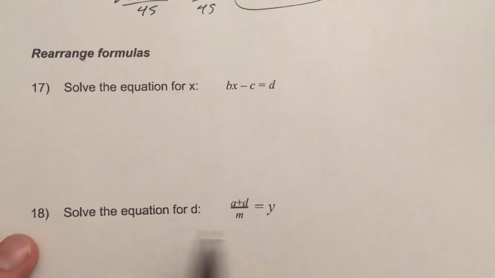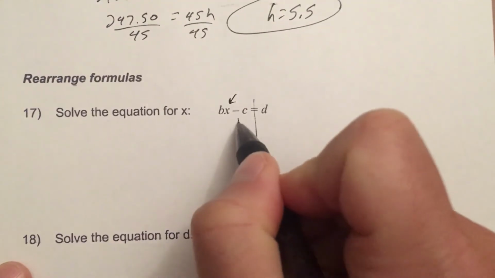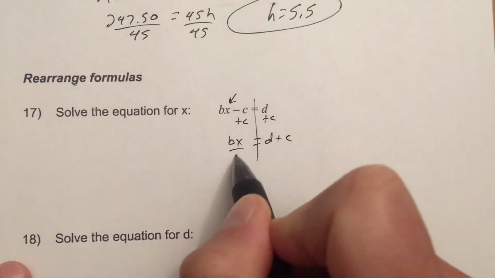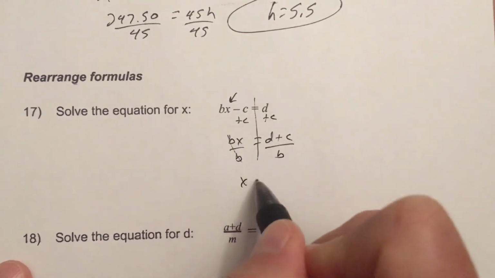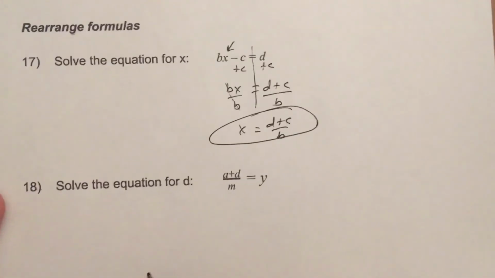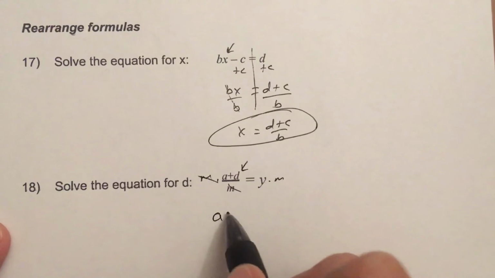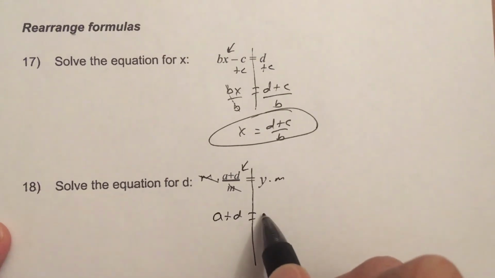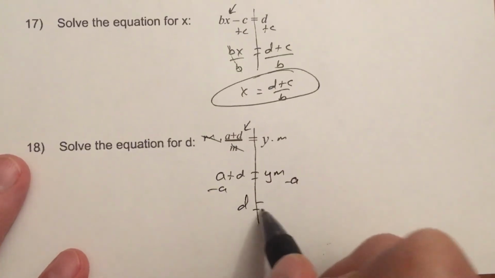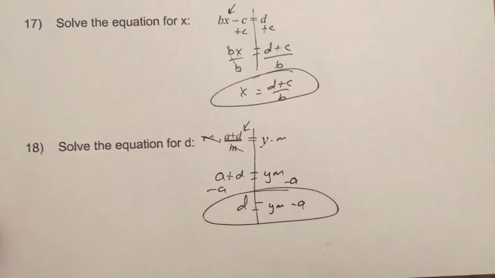And as far as the formulas go, this one says to solve for x, so I want that x by itself. So I'm going to get rid of this c. I'm going to add c, which gives me bx equals d plus c, and then I'm going to divide by b. So x equals d plus c divided by b. Or this one here, I want to solve for d, so I'm going to multiply by m first to get rid of that off the bottom. a plus d equals ym. Then I'm going to subtract a. So we get d equals ym minus a. Or you can have my. That doesn't matter, but it should be something like that.